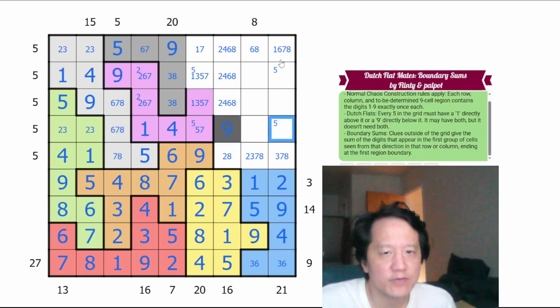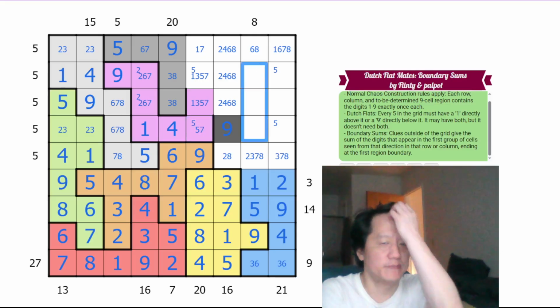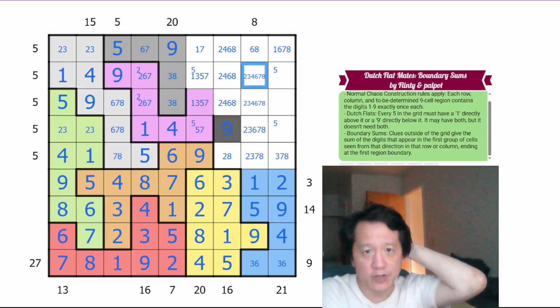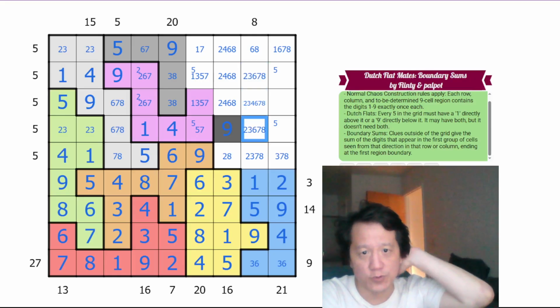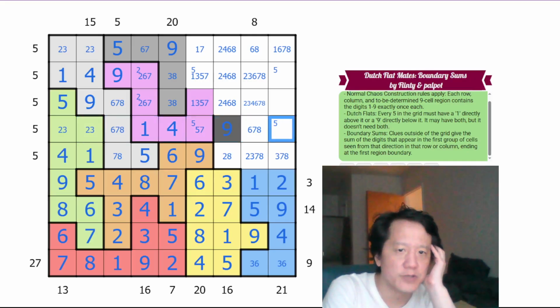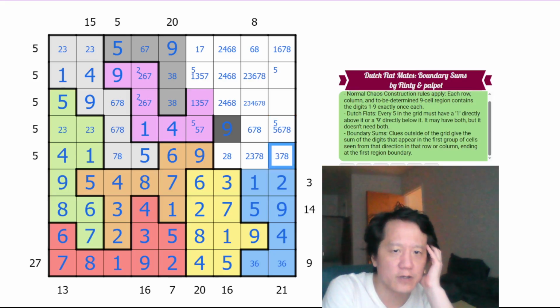5 has to have the 1 above it here. 5 could be here. Remaining digits in column 8. We have 2, 3, 4, 6, 7, 8. No 4 here, no 4 here because of 4 in the row. No 2, 3 here because of a 2, 3 pair in the row. Also, that means this is 5 through 8 here.